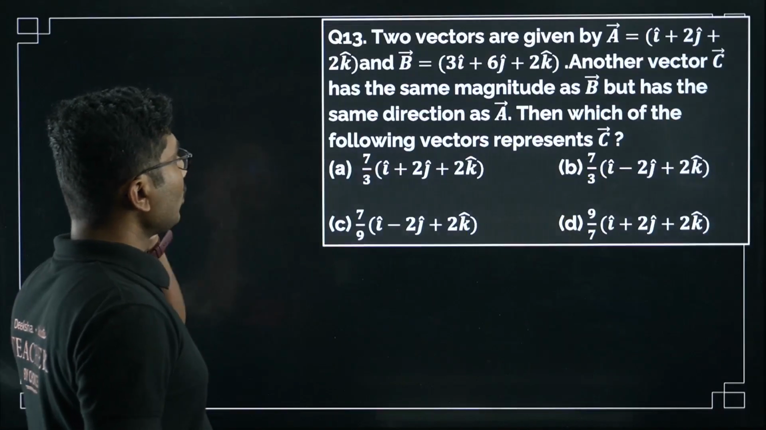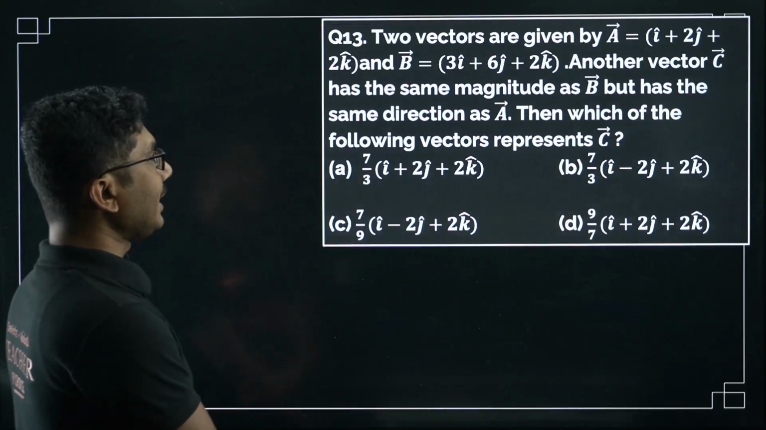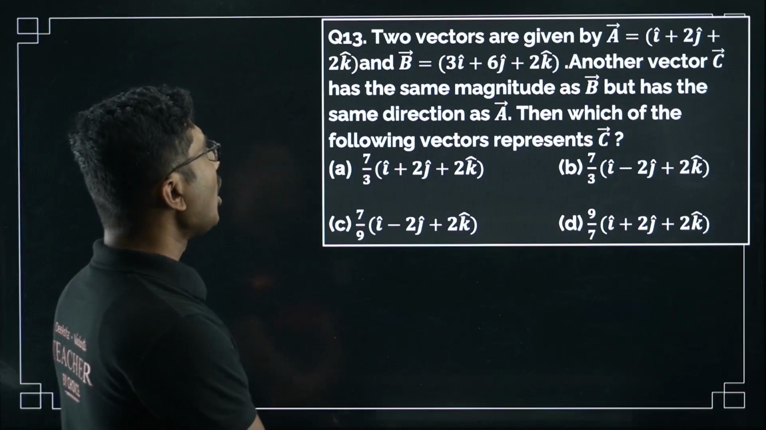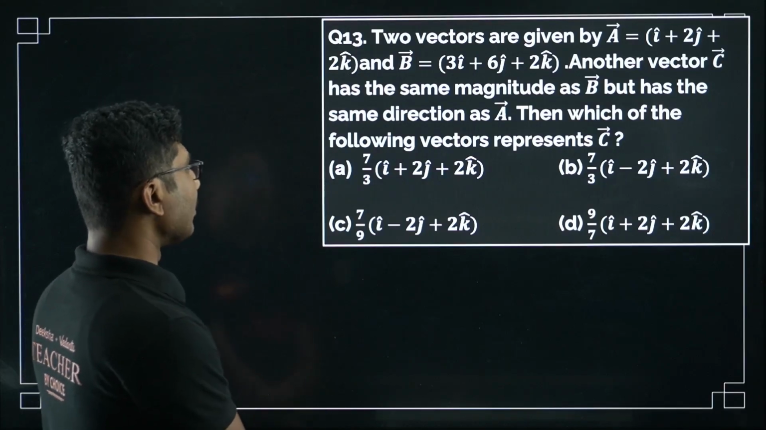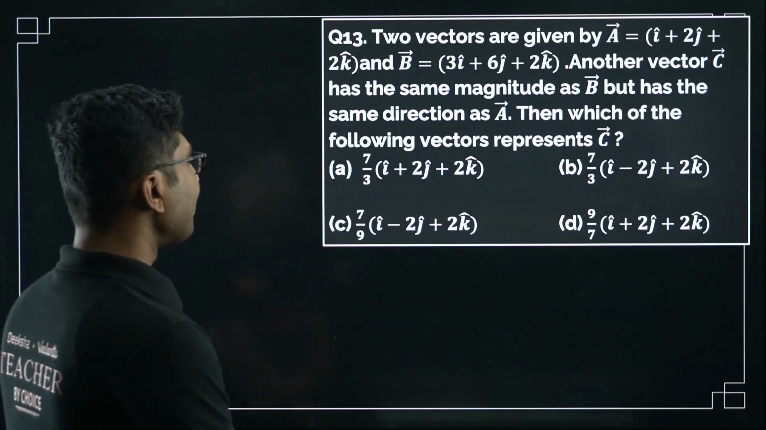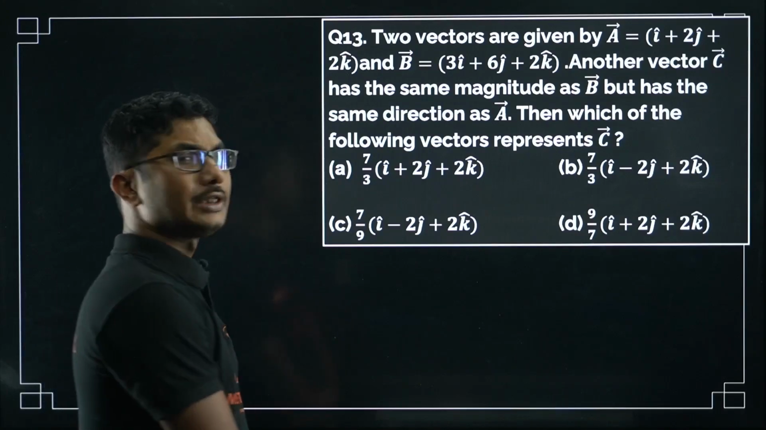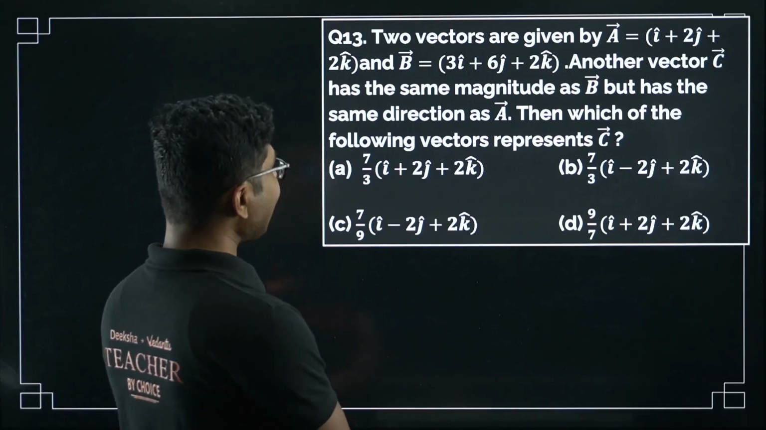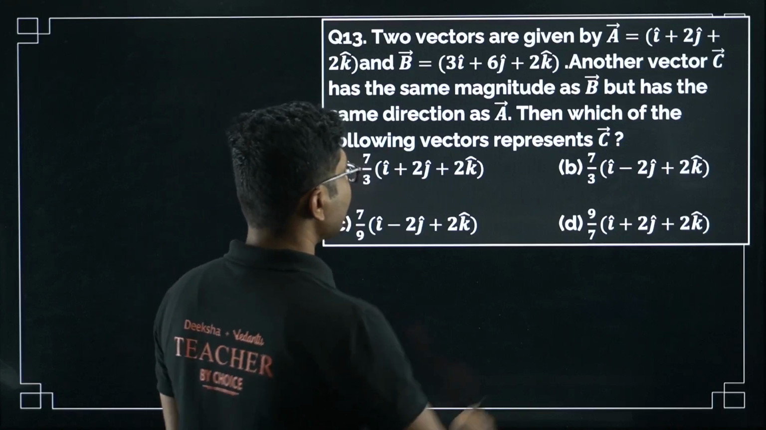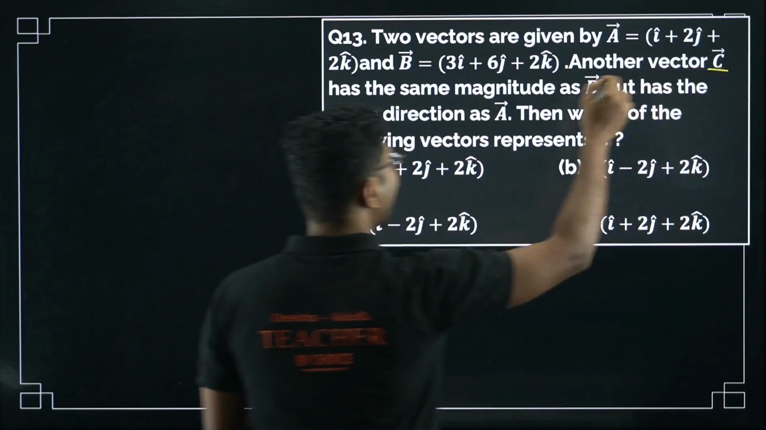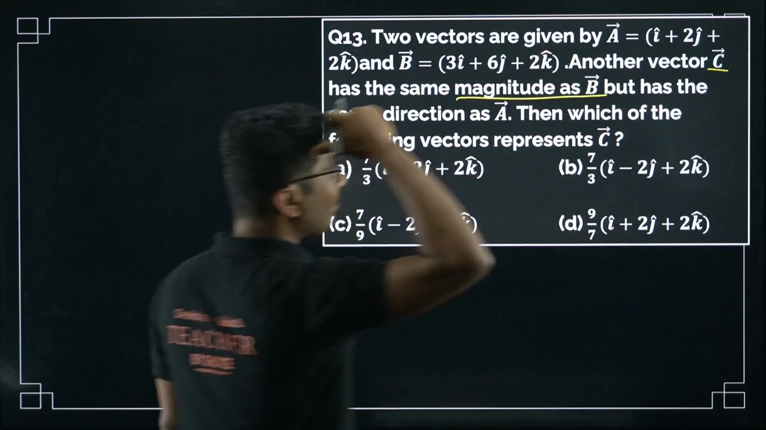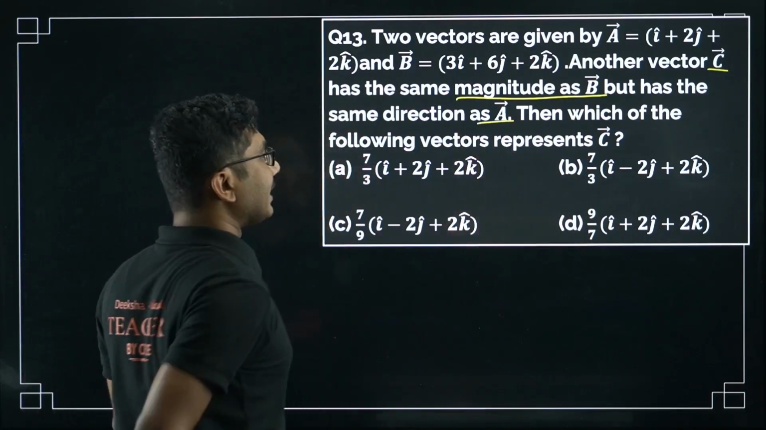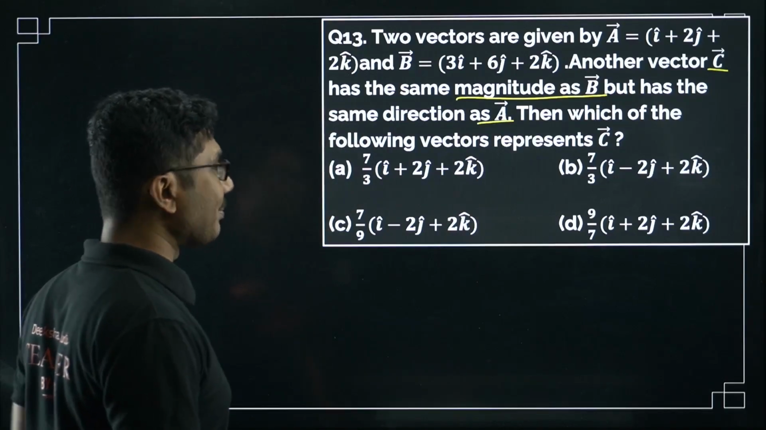Next question. Two vectors are given by A equals i cap plus 2j cap plus 2k cap and B equals 3i cap plus 6j cap plus 2k cap. Another vector C has the same magnitude as B but has the same direction as A. Then which of the following vectors represents C?